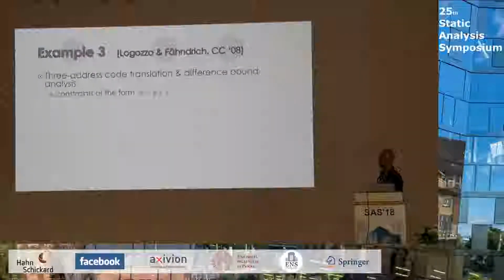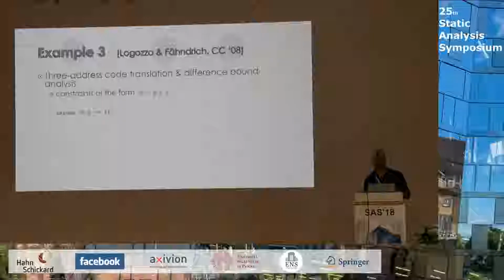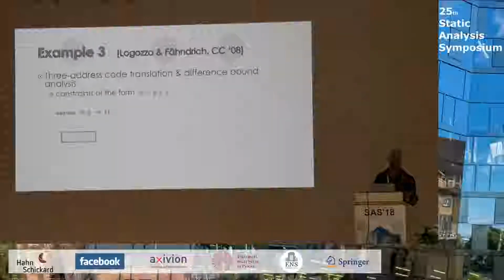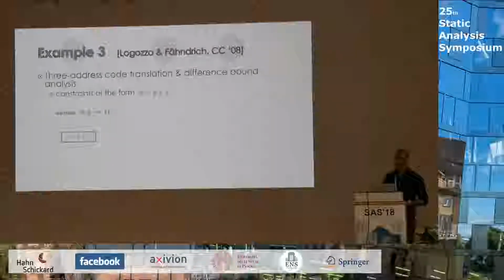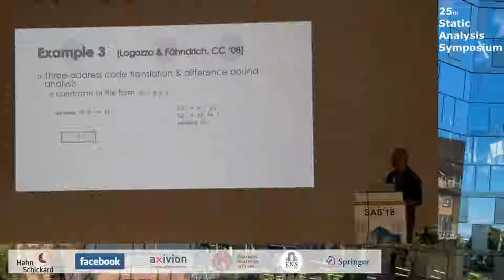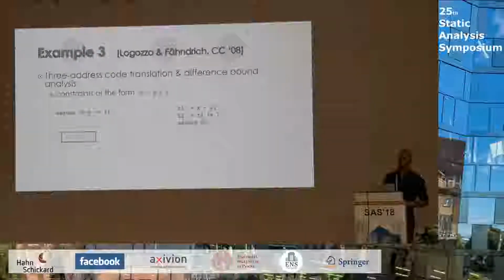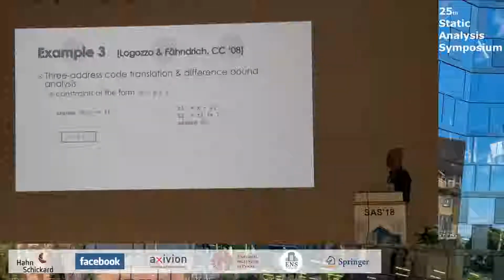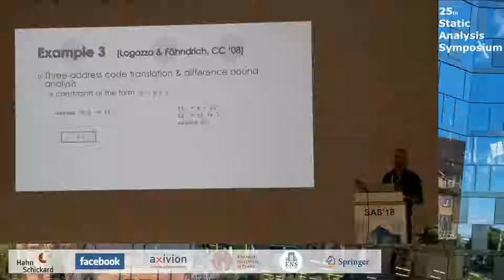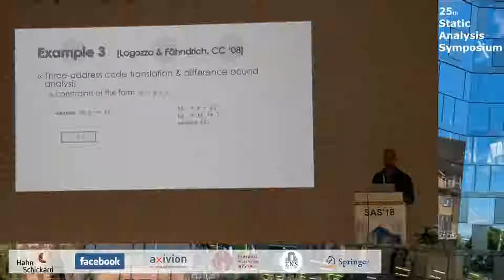On the left-hand side, we have a very simple program where we assume that x minus y is less than or equal to 7, and the difference bound analysis will produce at the end of the program that x minus y has to be less than or equal to 7, as expected. Now let's consider the translated program. First we subtract y from x and store the result to t1, then to t2 we store the Boolean indicating whether or not t1 is less than or equal to 7, and then we assume t2. Now if you run difference bound analysis on the translated program, you're going to get top.